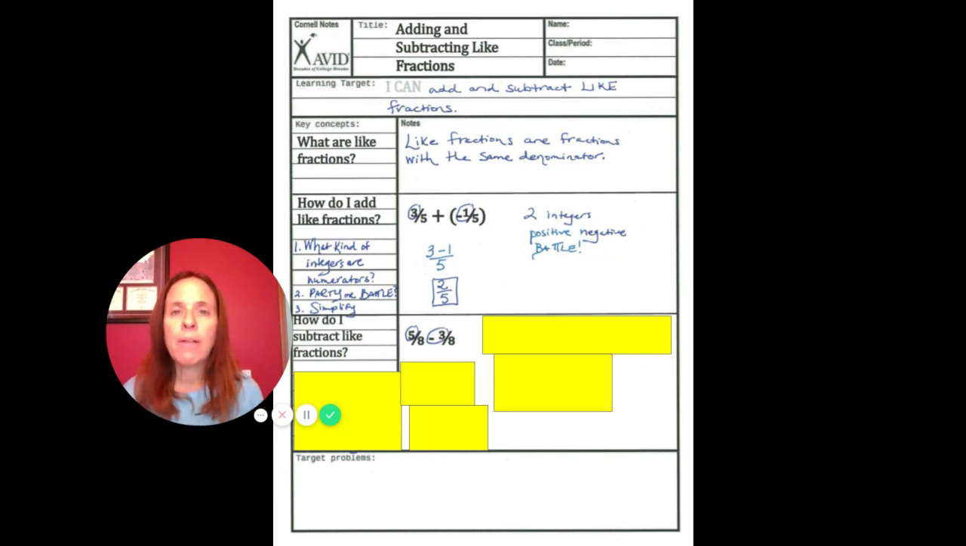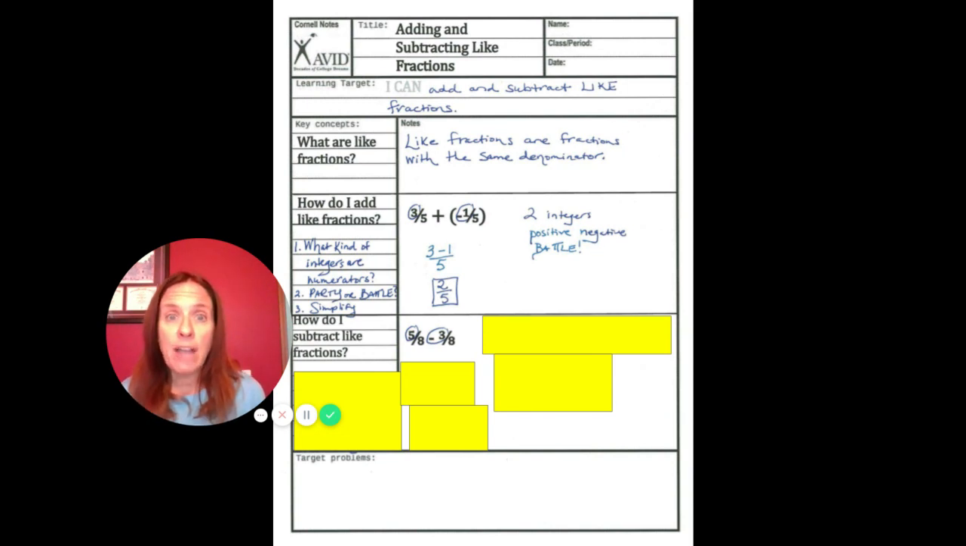So we went through all of the adding with our integers and our rational numbers, and now we're going to circle back and talk about the subtraction. So these notes, we've done the adding like fractions. Some of this is already filled in for you, but we'll do a quick review. I can add and subtract like fractions. So by the end of this video, you will be able to do both.